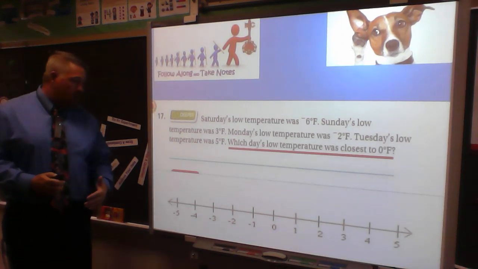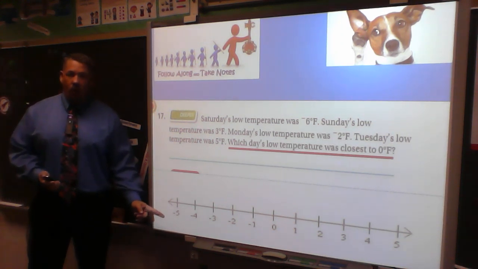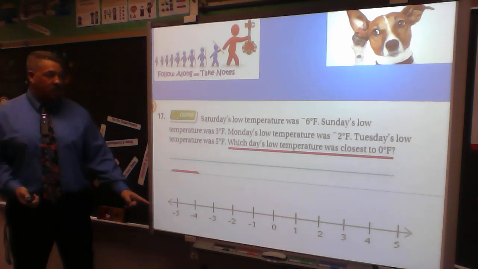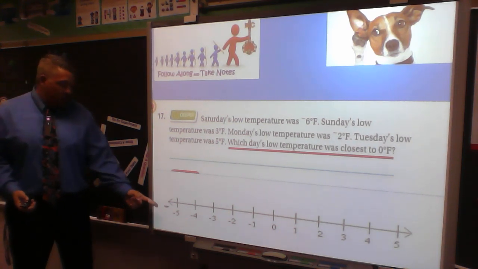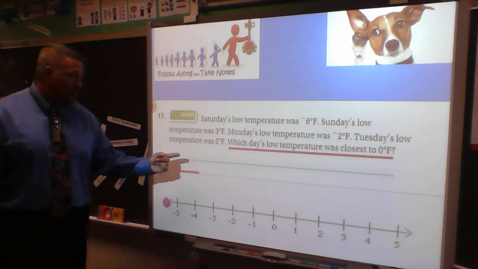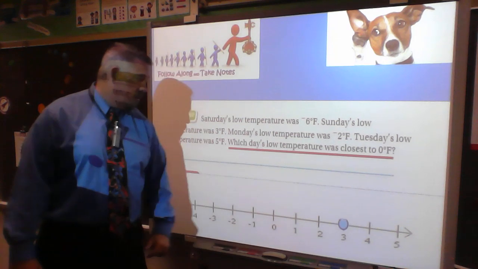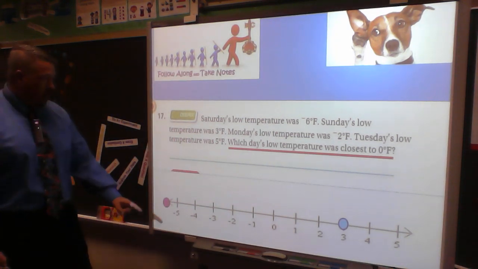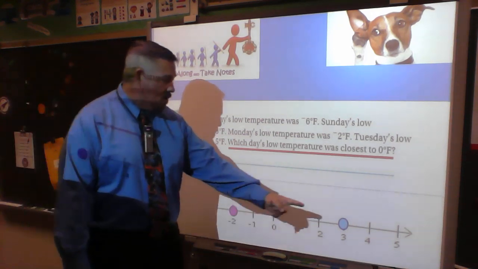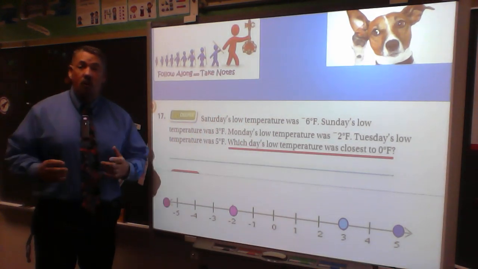So when I plot those, I picked a number line that didn't go all the way, and it's fine, because I only have one number that exceeds this number line, right? So I know the -6 has to be over here. My next number they give me is +3, so I know it's going to be there. I have a -2 for Monday, and then Tuesday was a +5. So which one is closest to 0?